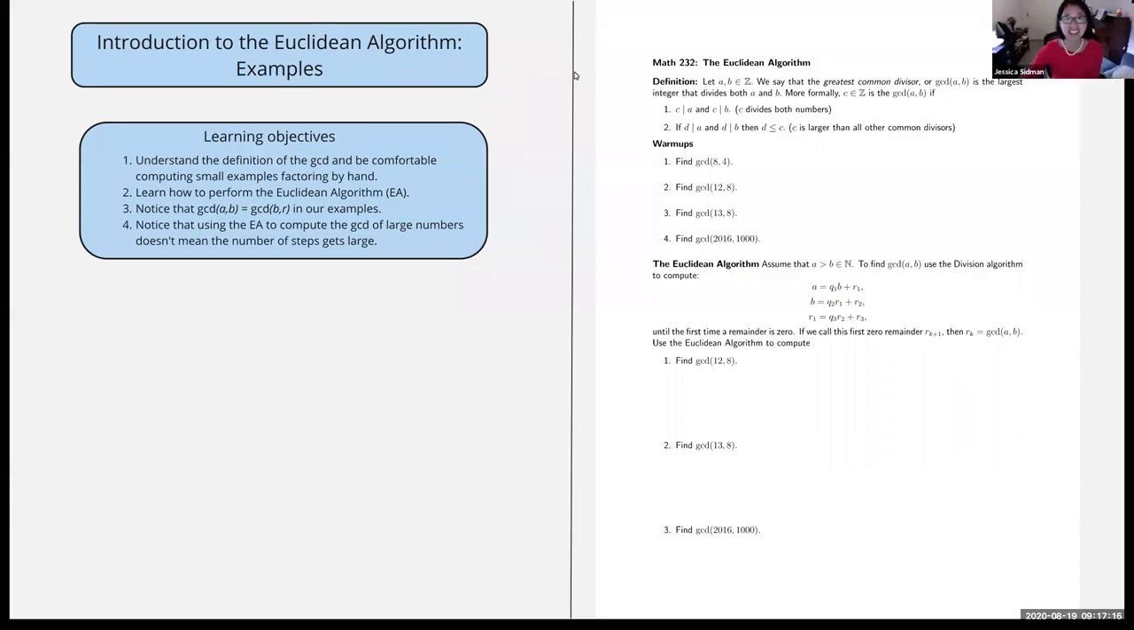Hello, this is our introduction to the Euclidean algorithm. In this video, we're going to learn the definition of the greatest common divisor of two integers, or GCD for short. And I want you to become comfortable computing the GCD by hand, just by factoring. Then we're going to learn how to compute the GCD using the Euclidean algorithm.